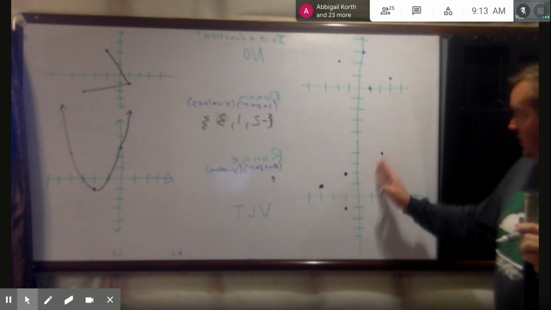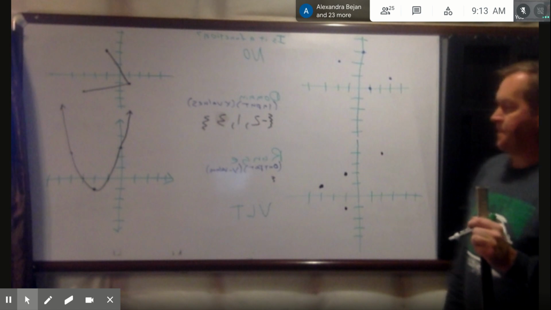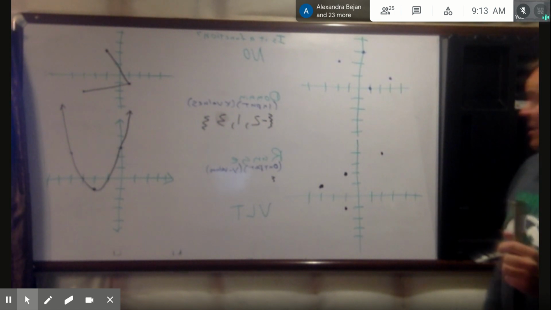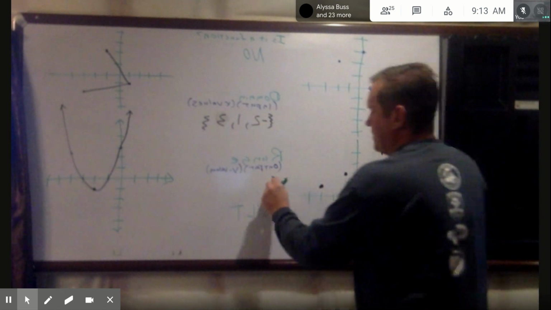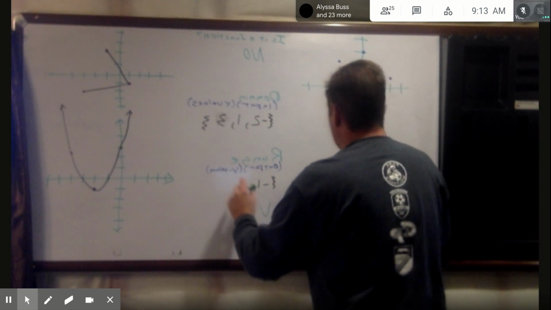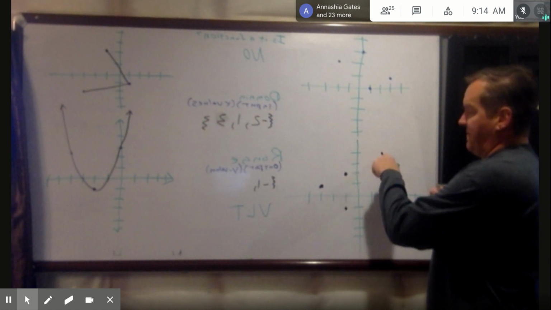X values, -2. These are the same x value, and 3. Range, start at the bottom. Lowest value is at -1. All right, this one's at 1. This one's at 2. This one's at 4.